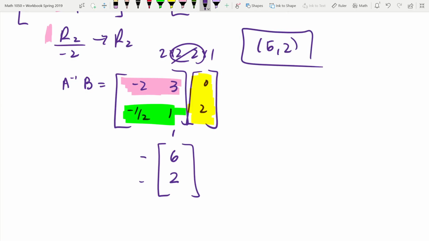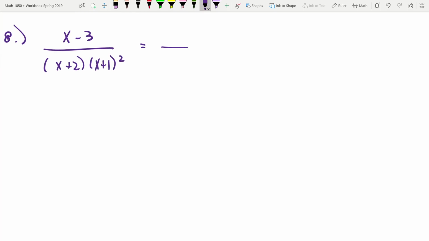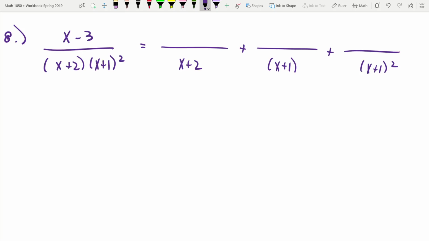Question 8. Partial fraction decomposition. I do think this will be on the final. So x minus 3 over x plus 2 times x plus 1 squared. This x plus 2, you need one of them. Since the x plus 1 is squared, you need one of them, and then you need two of them. That has to be your setup. Above this is an A. Above that's a B. Above that's a C.